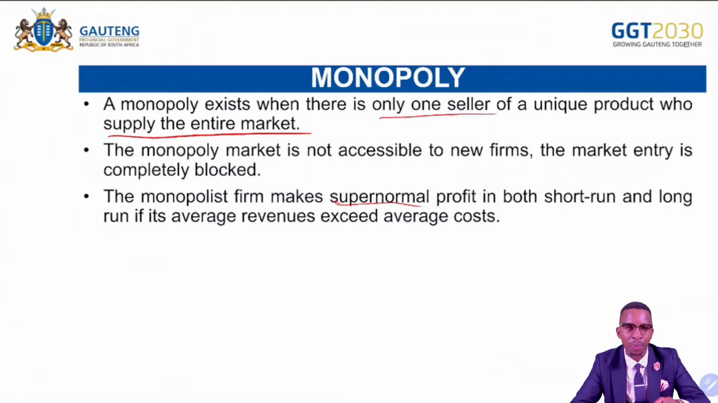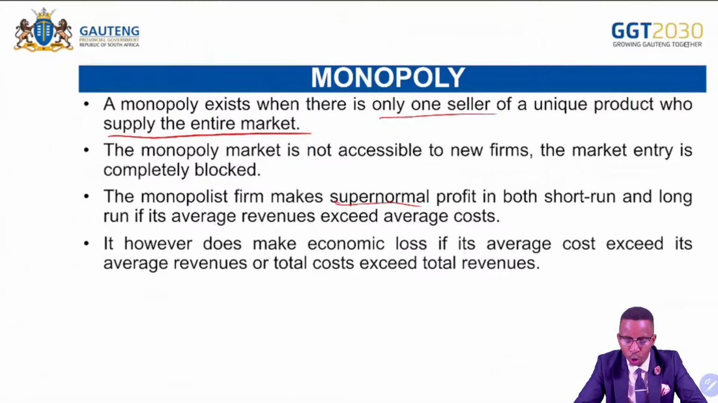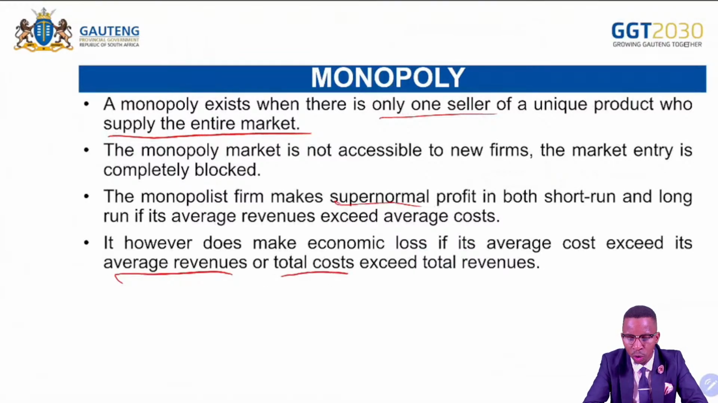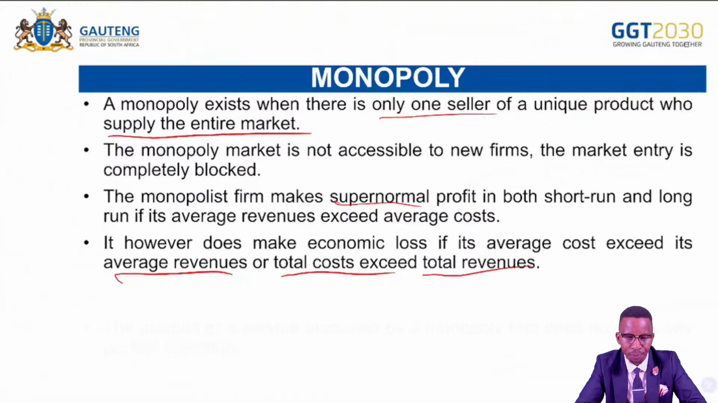But we have this perception of monopolies, as the only suppliers of a particular product, that they are making economic profit in both short run and long run. However, a monopoly can make economic loss if its revenues are lower than the costs incurred in the business, that is, if its average cost exceeds average revenues or total cost exceeds total revenues.